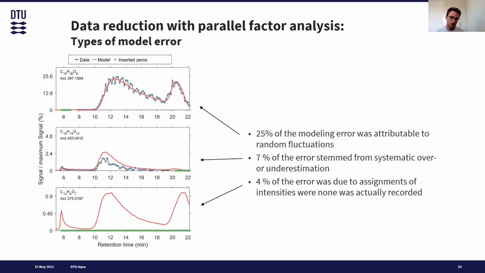And then the last group of systematic modeling error that we could see was this case where the model was fitting an abundance to a molecular formula in a sample where we definitely did not see any abundance of a particular molecular formula. So in many cases, we actually inserted zeros to try and force the model to have no observation of this molecular formula, but it really wanted to fit a chromatogram here. So that kind of indicates that maybe we were below the limit of detection.